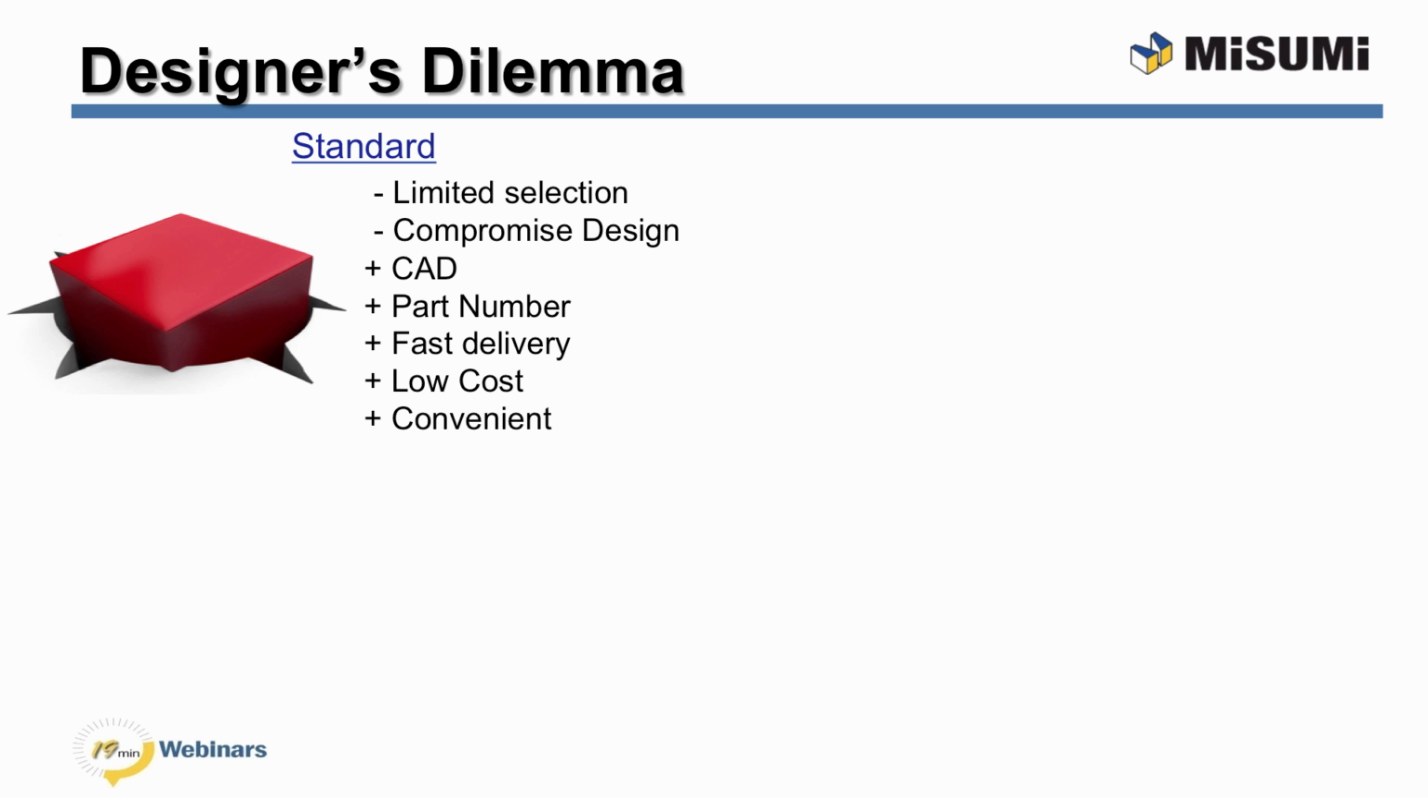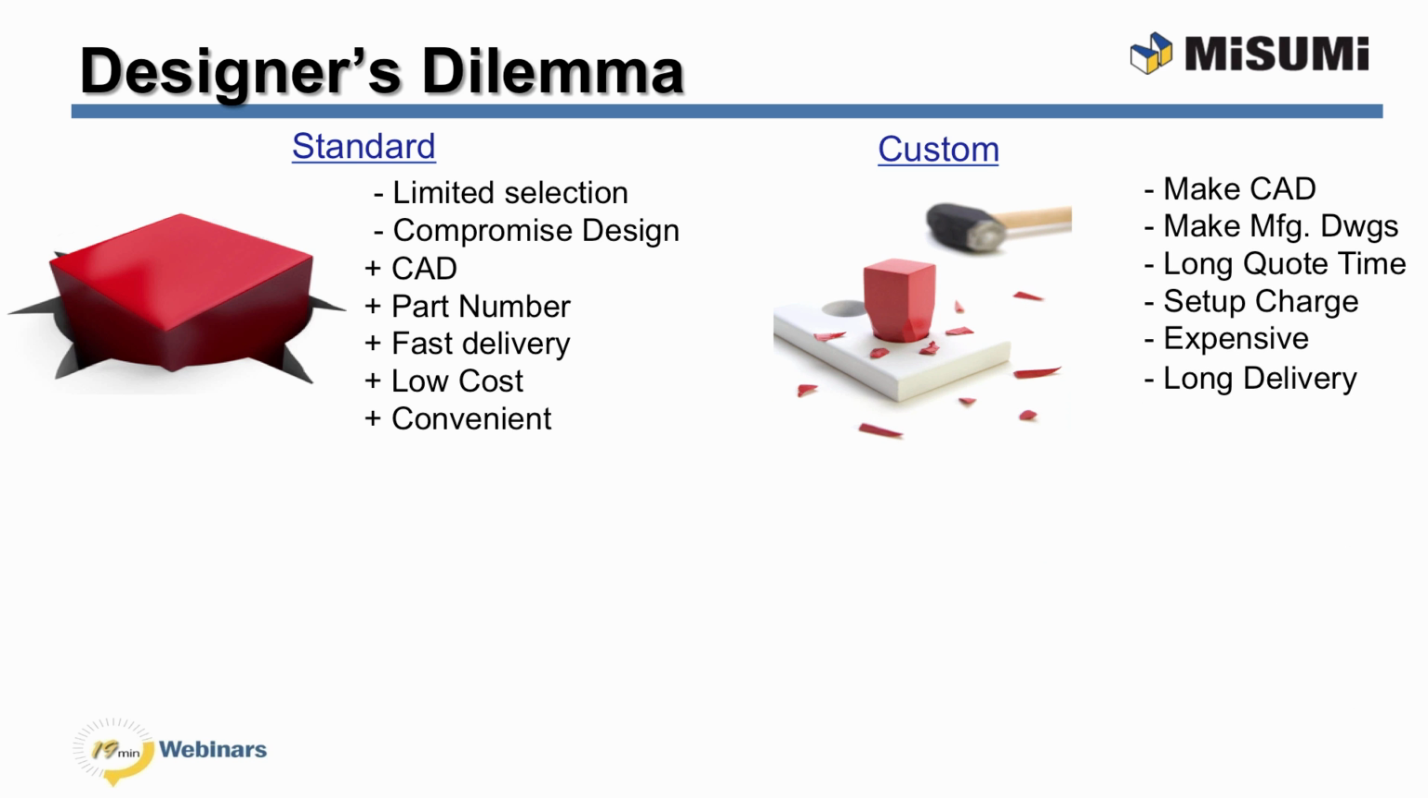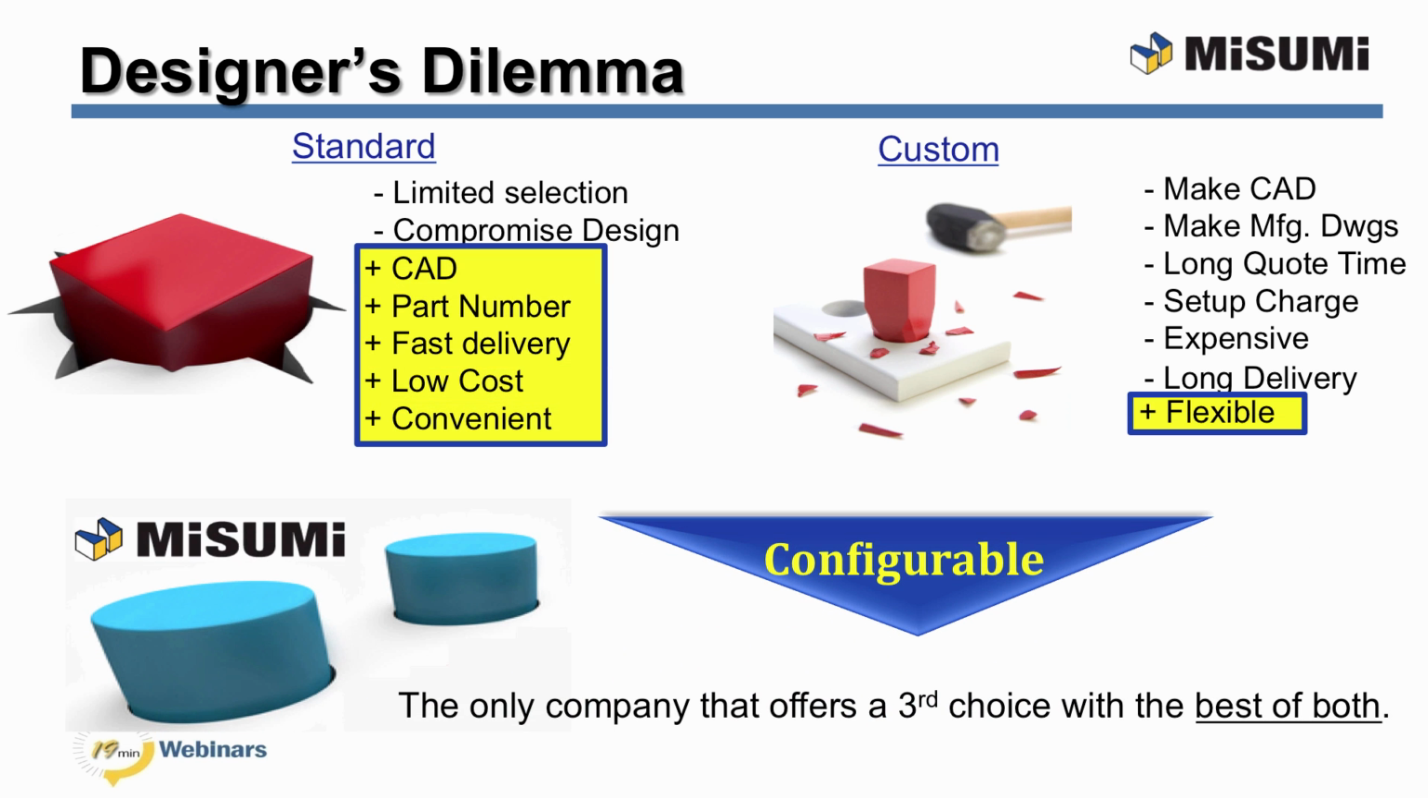The other choice is custom. Custom components have many drawbacks. Designers have to make the solid models themselves and all the manufacturing drawings. Purchasers too can attest to the long wait for quotes, the expensive setup charges for short runs, and the long lead times. We are forced to use custom components though because of the flexibility. MISUMI offers configurable, which is the best of both, easy and flexible.